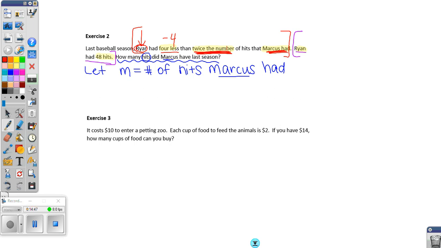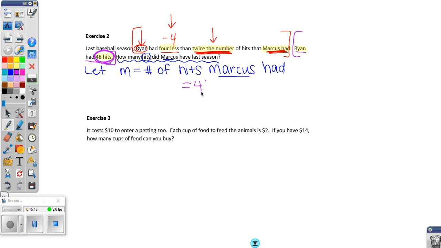He didn't have quite double, but he had almost double the number of hits that Marcus had. I know that because, again, that word twice means we doubled Marcus's hits, and then we took away 4. So that's one way of describing the number of hits Ryan has. And then in the next sentence, in the purple sentence, it says Ryan had 48 hits. So that's the total that we're going to use in this particular equation.